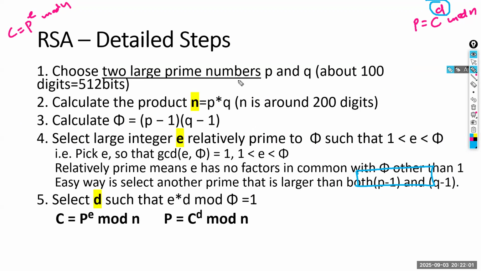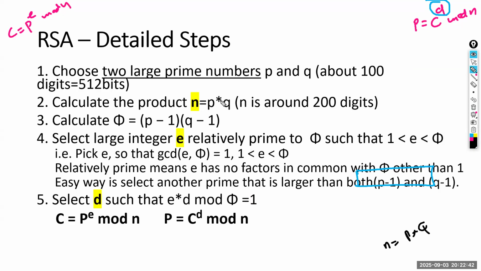Choose two large prime numbers P and Q. Remember, this P and Q is different from plain text. Here P means plain text and C means ciphertext, but this is a different P and Q. This is how you start: you select two very large prime numbers P and Q. That is why I told you that we keep looking for new bigger prime numbers. And then you multiply, so your N is P into Q.